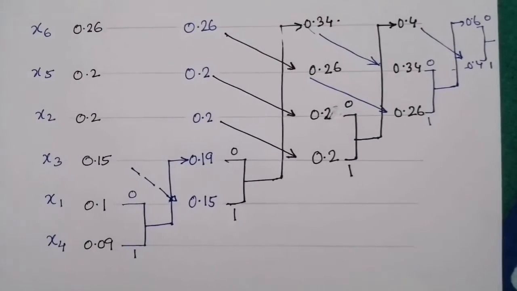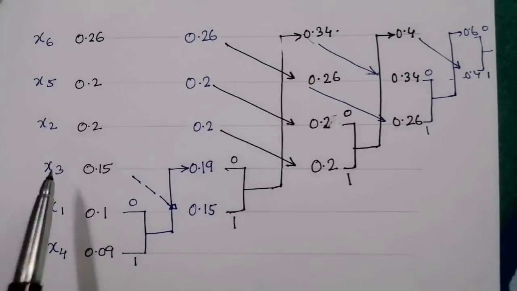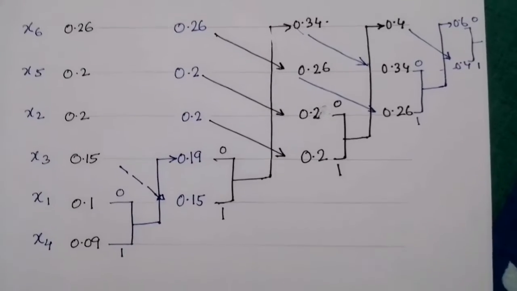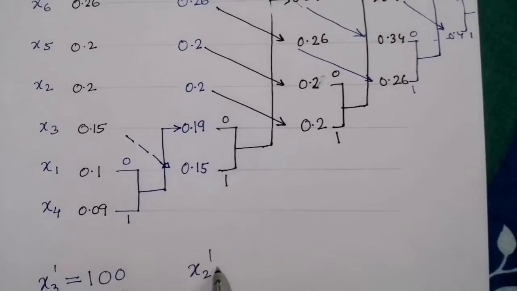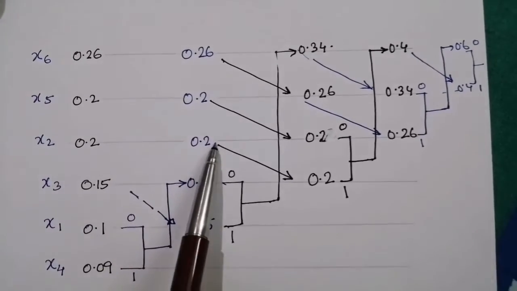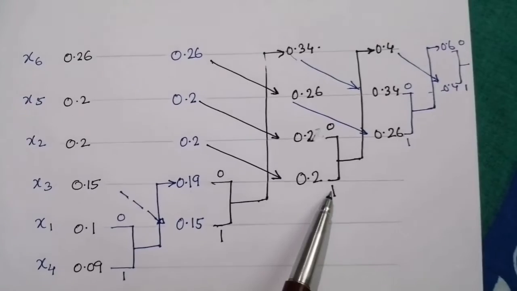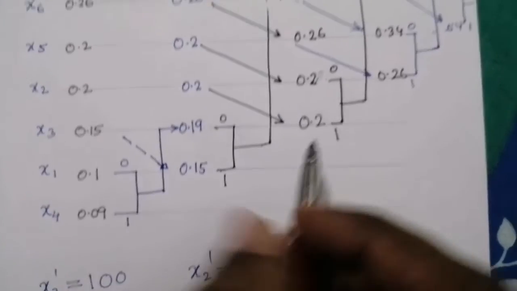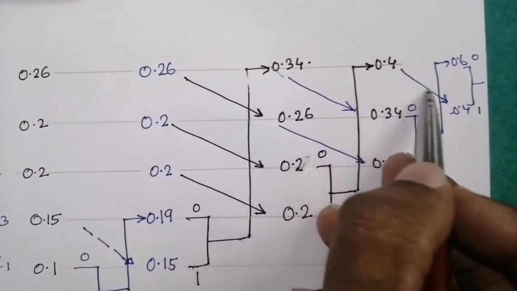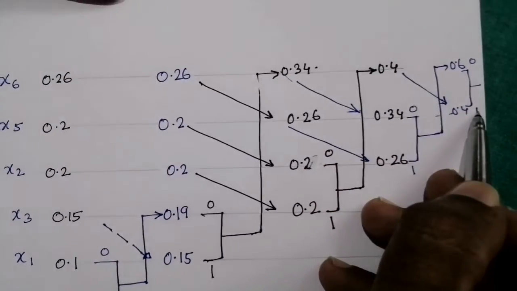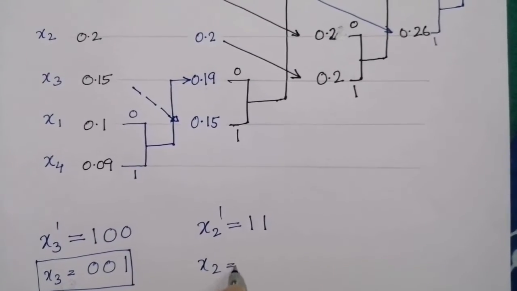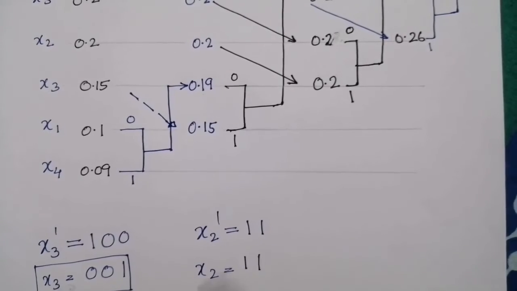So this is the procedure. Now I will illustrate the tracing of the code word for the symbol x2. For that, I will consider x2 dash. Travel from x2, you will reach here, you will go down, so you will encounter a 1. So I will write here 1. Again you trace this particular line, finally you reach here, go down, and you will encounter another 1. So this is 1. Now x2 will be equal to the reverse order, 1, 1.